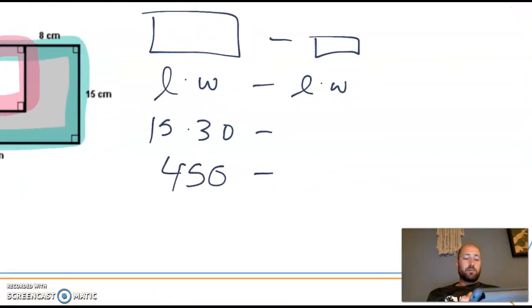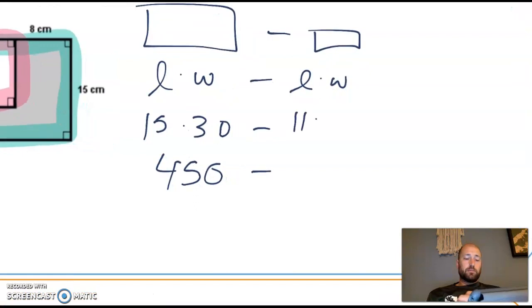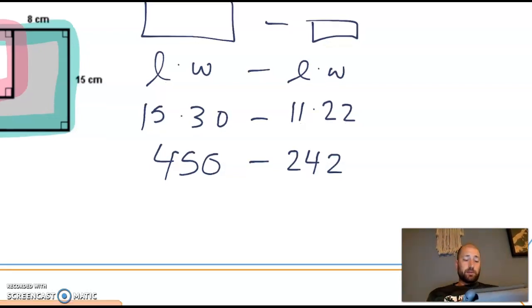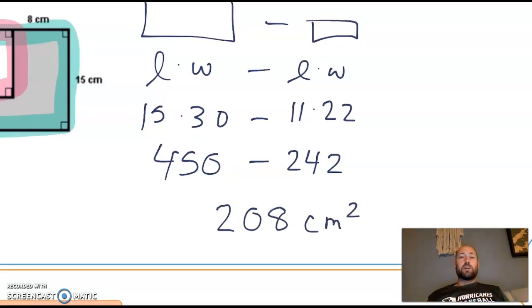So I have 11 times 22, which is 242. So my area remaining, I take the whole thing, take away that little chunk, and I am left with 208 centimeters squared, always squared because it is area.